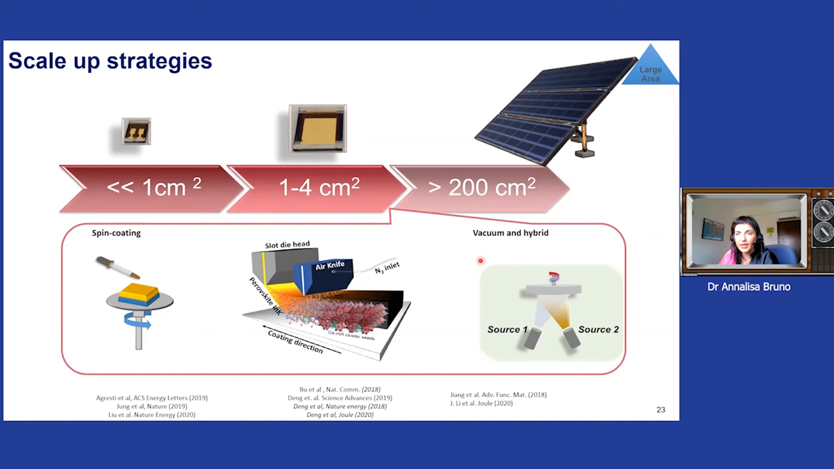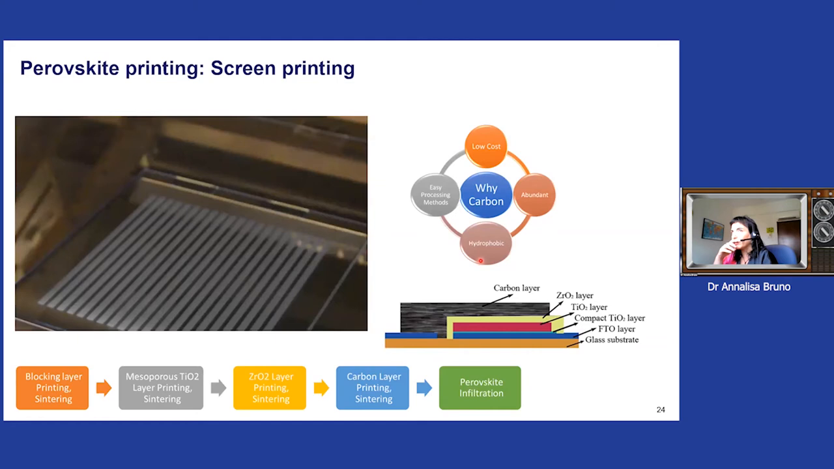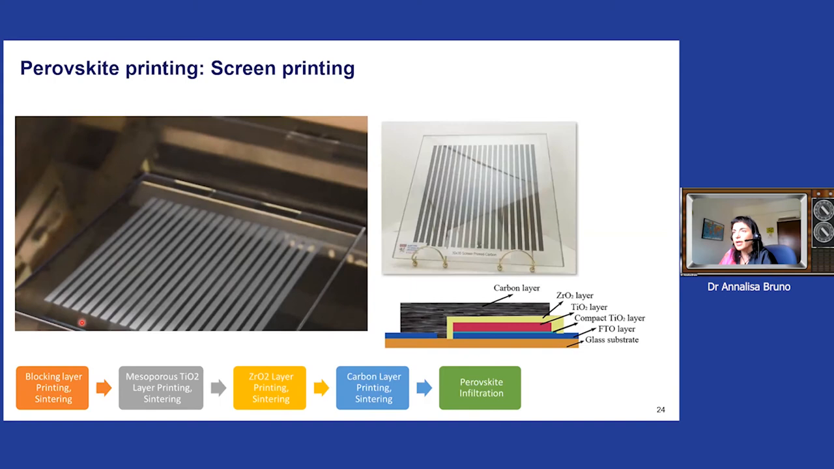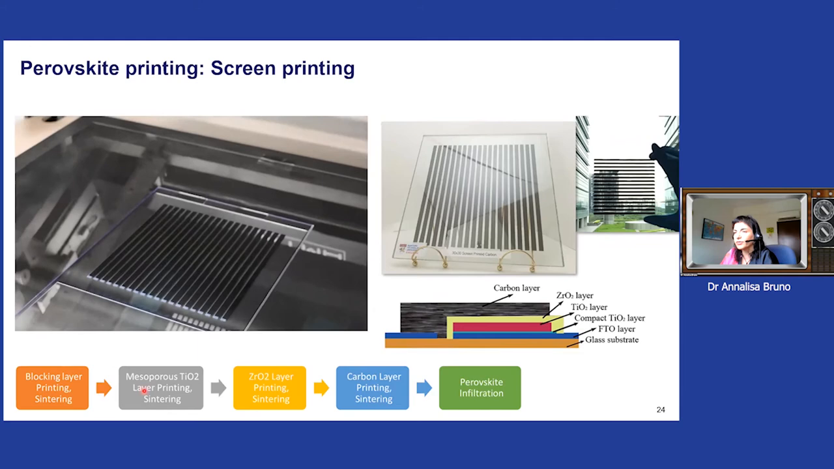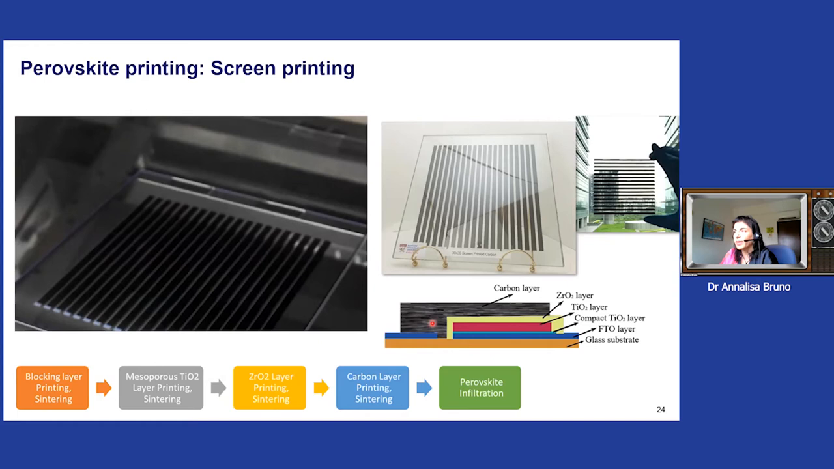So this is a way of printing the perovskite that is a screen printing approach. And as you can see here, this is a 30 by 30 module where the different layers are printed one after the other. The process is schematized here. And in this case, also the top electrode, the carbon electrode, is printed before the perovskite is infiltrated inside. So this is an example of a 30 by 30 module that you can see here.